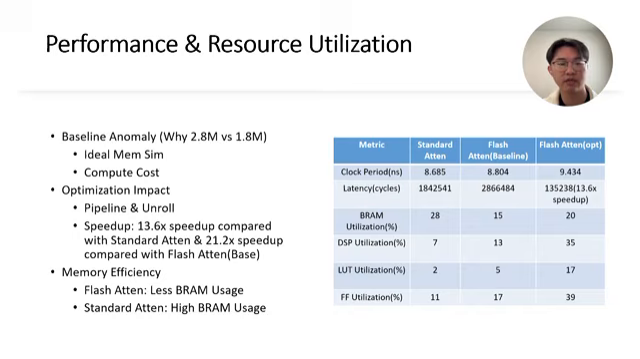And for the optimization impact, after applying hardware-aware optimizations like pipelining and control unrolling, FlashAttention becomes compute efficient and exposes parallelism properly. This results in a 13.6 times speedup over standard attention and 21.2 times speedup over the unoptimized FlashAttention baseline. And for memory efficiency, even after optimization, FlashAttention still uses significantly less VRAM. This is because it processes attention in tiles and never materializes the full n-squared score matrix. In summary, optimization unlocks FlashAttention's real hardware advantage.